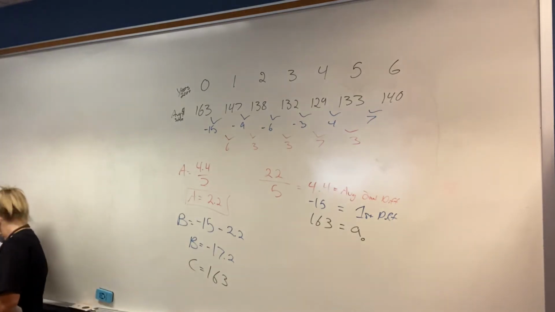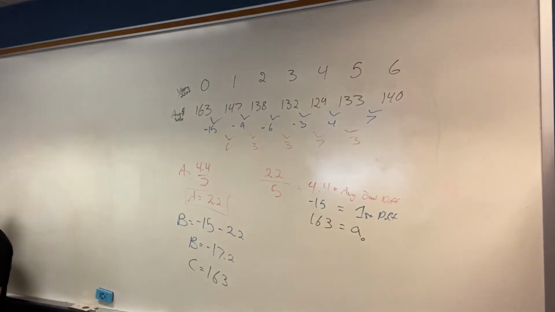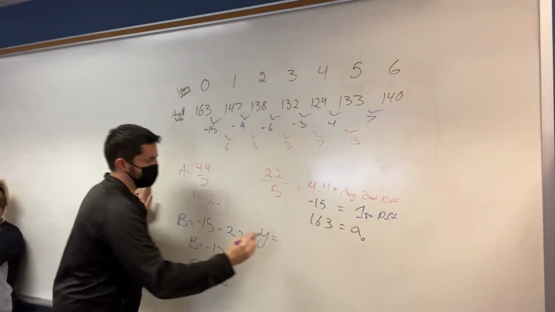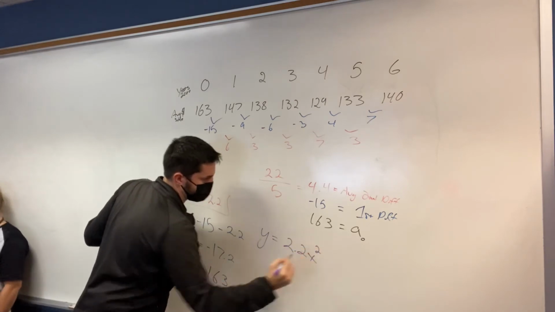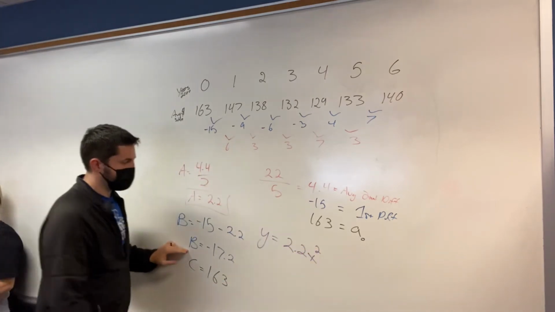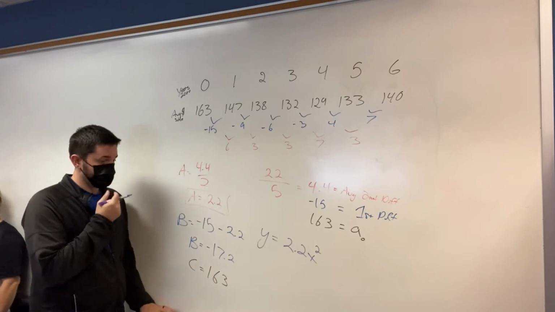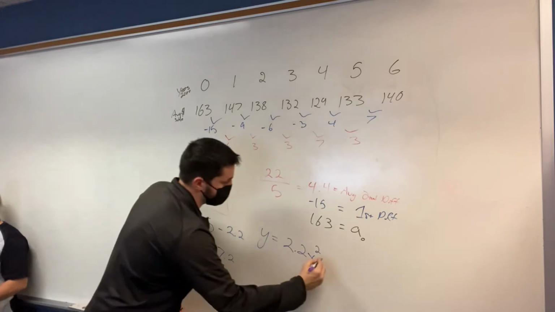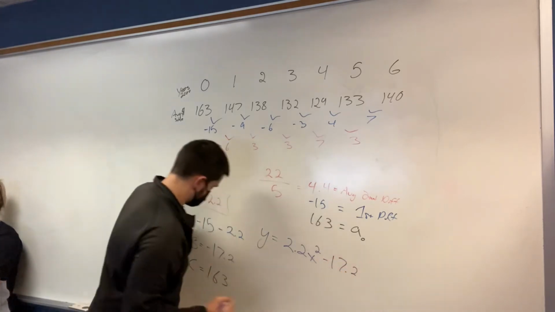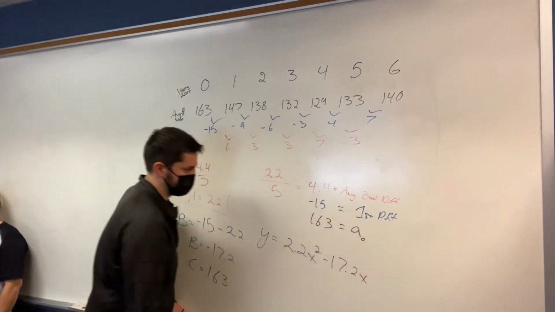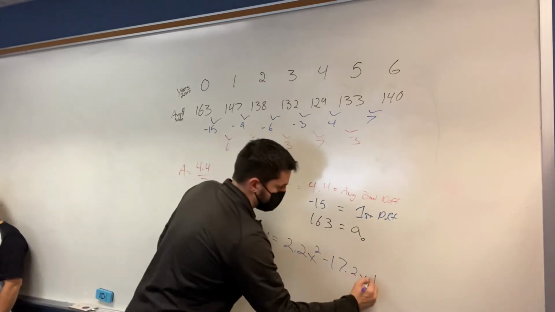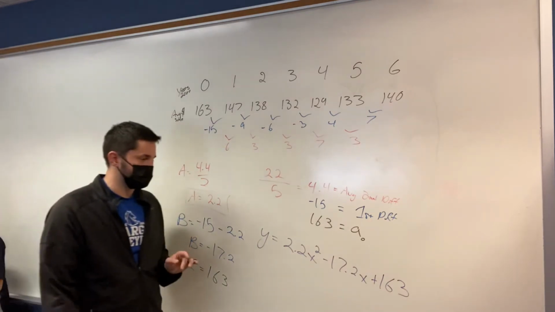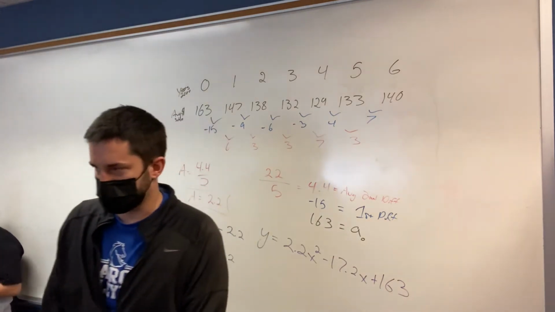Did I have my purple one? I like my purple final answer. Final answer is y equals ax squared. So I have 2.2x squared plus bx. But I had a question asked last period. It's plus bx because you just add on the bx. But in this case, it's a negative. So sure, minus 17.2x plus 163. The same steps, the same simple steps, just with a few decimals in there, okay?